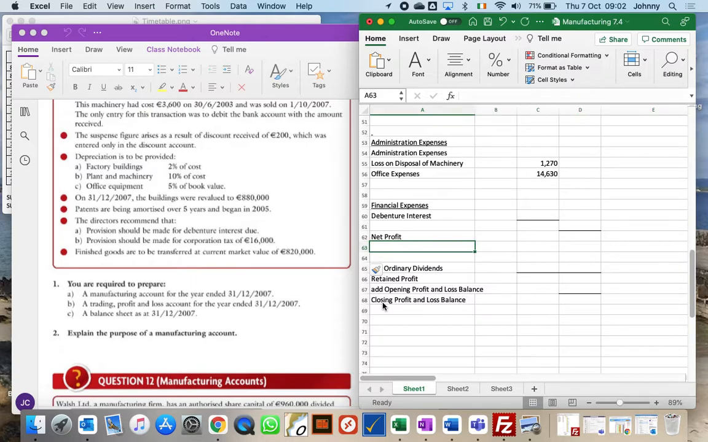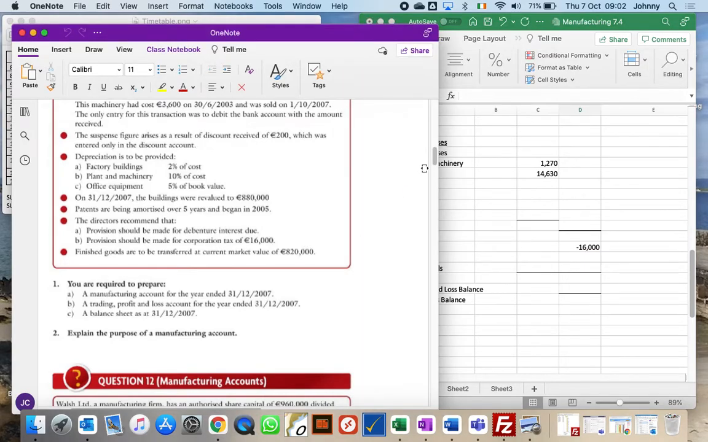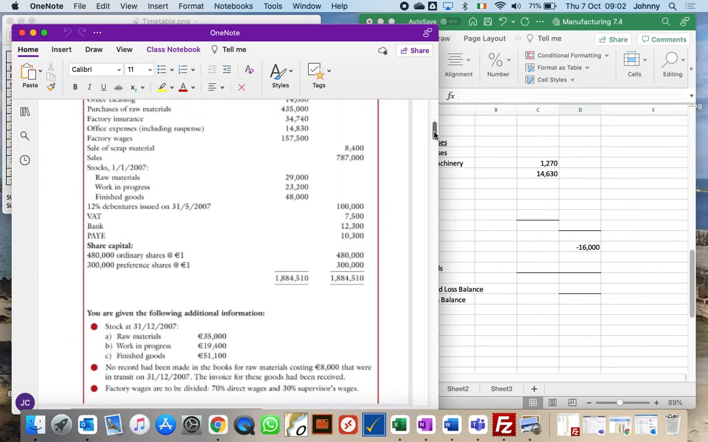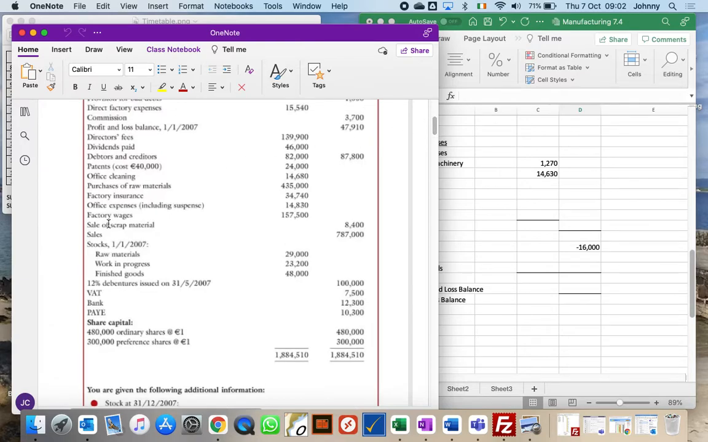So we'll have less tax, and then the tax is going to be minus 16 grand. Now our debenture interest due will usually involve a little bit more calculation. So 12% debentures issued on the 31st of the 5th.